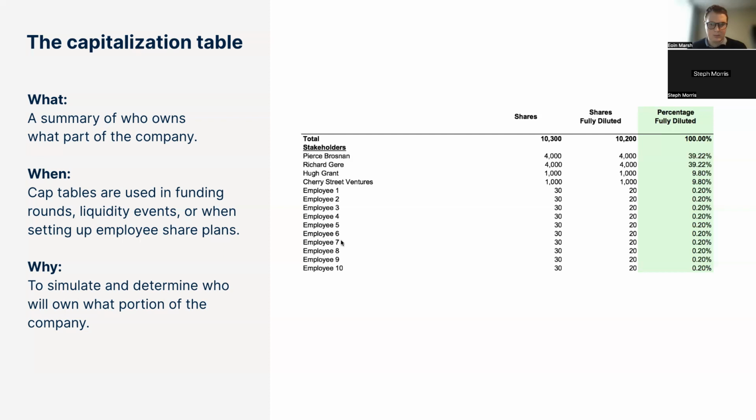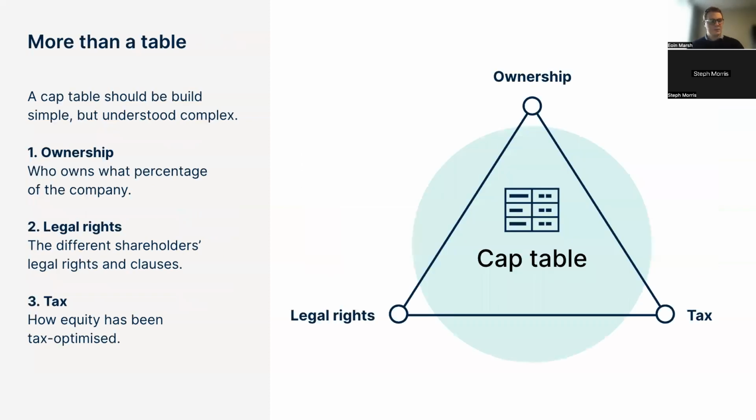Now, this list here might look very simple, and there is a reason for that. As our founder, Christian Gabriel, says, a cap table should be built simple, but understood complex. So the more simple your cap table is, the better job you've done. And we like to think of it as a little bit of a matrix. And I think these 3 pillars here are something that I will keep coming back to throughout the session. So the first thing is ownership. And I think that is how most people understand the cap table. So in a nutshell, how much in percentage do I own of this company?